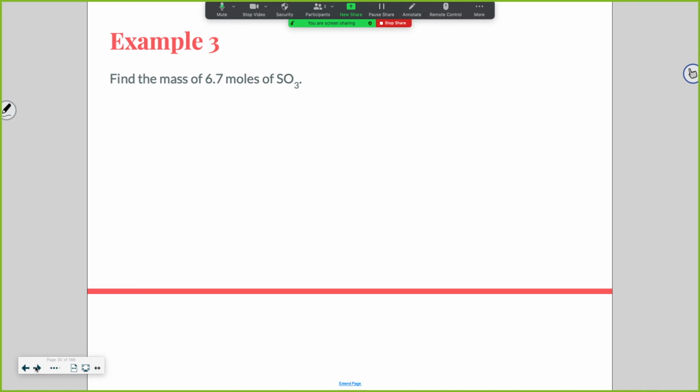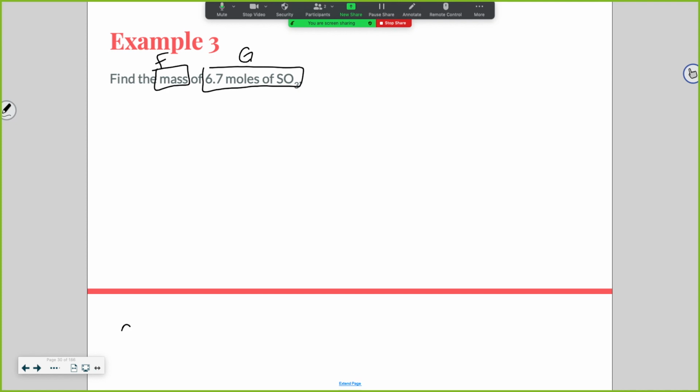So, find the what? Mass. That is what I want to find. And I'm given what? 6.7 moles of SO3. Yes. Sulfite. SO3.